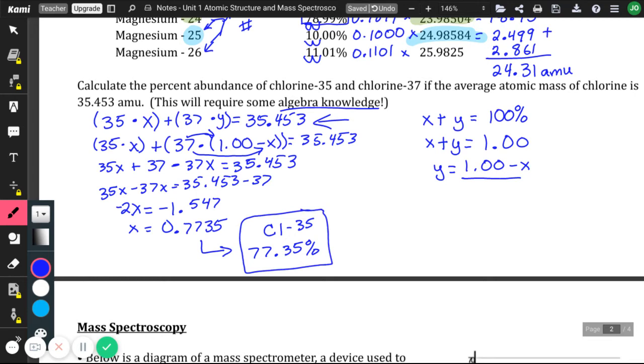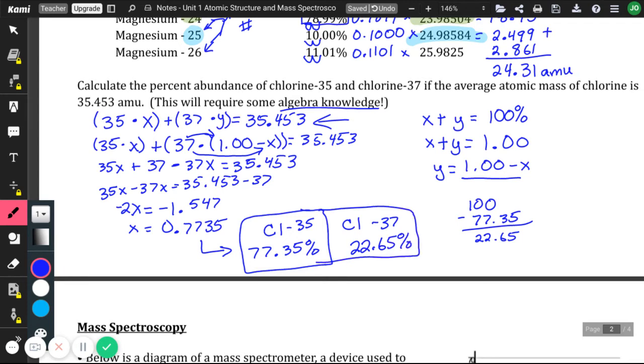Well, I also need to find out about chlorine 37. How would I do that? Well, I know X plus Y equaled 100. So my percentage of chlorine 35 plus my percentage of chlorine 37 is going to equal 100. So I can do 100 minus 77.35, and I'm going to get 22.65. So my percentage of chlorine 37 is 22.65%. So those would be my two percentages.